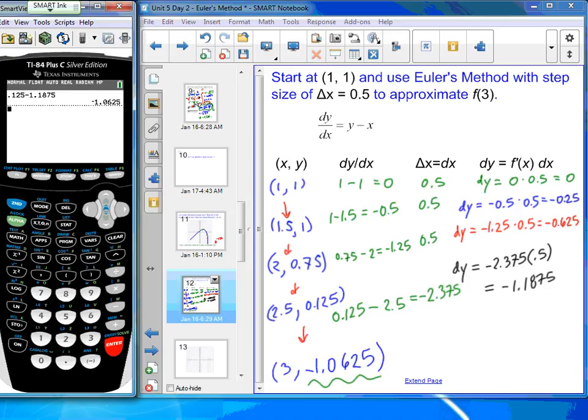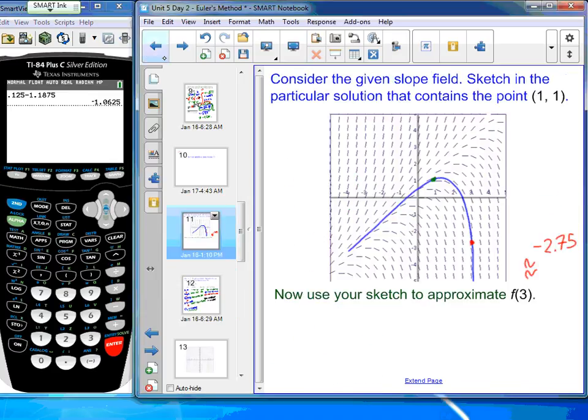What do we predict? Oh my gosh. So here, okay, well, I see what happened though, because the first slope was 0, so it kicked out here half a unit before curving down. So maybe ours is over here. Let's go ahead and take a look.